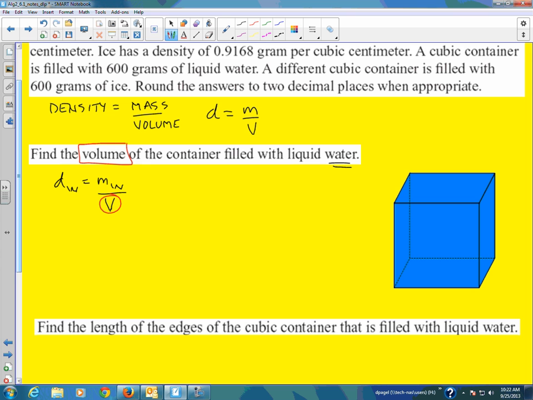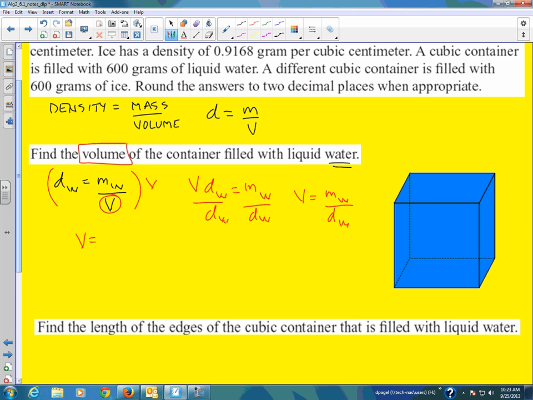I don't want it in the denominator. It's not isolated. I want to get that V by itself. So before we start plugging numbers in, we first manipulate the equation to get V out of the denominator. One way is to multiply everything by V. Then V times the density of water is equal to the mass of the water. Then simply divide by the density of water, and we have volume. So volume is equal to mass of water divided by density of water, and that's the equation we're going to use here.